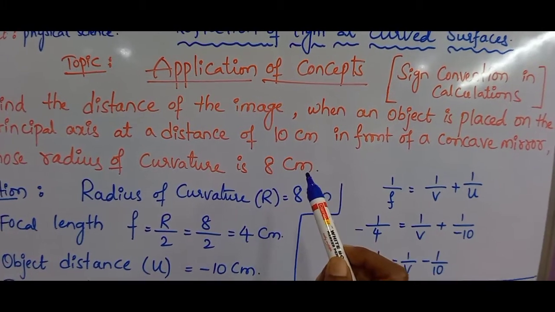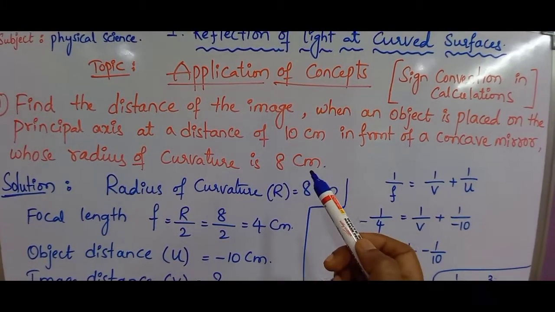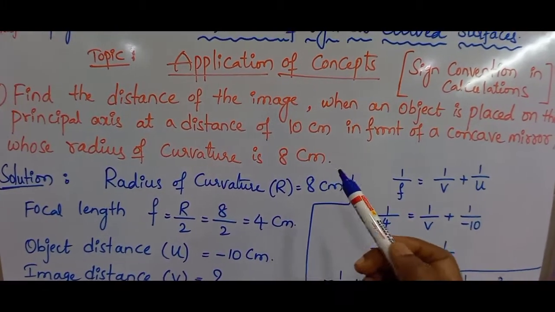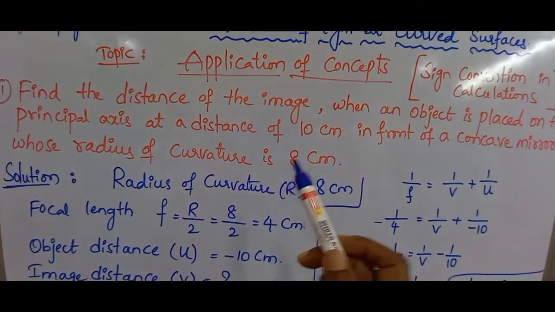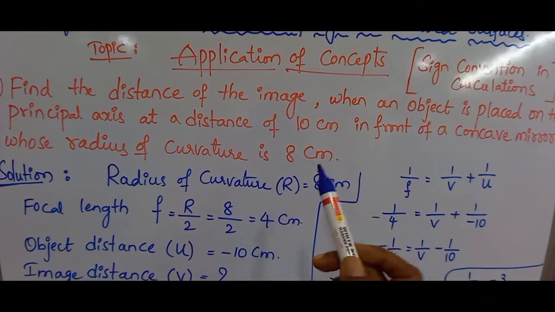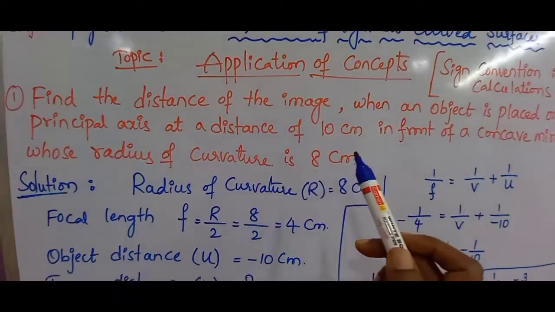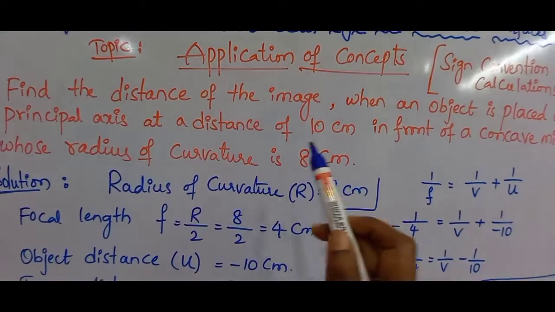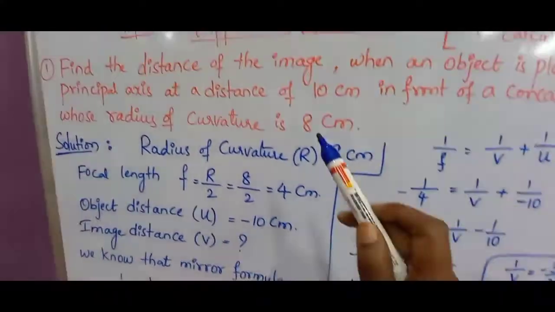So when the object is placed beyond C, as we have already learnt in the previous classes, we can guess the position of the image. Where do we get the image? When the object is placed beyond C, we will get the image in between C and F, that is, in between center of curvature and focal point. Okay, that means our image distance should be less than this 8 centimeters. We should get it like that.